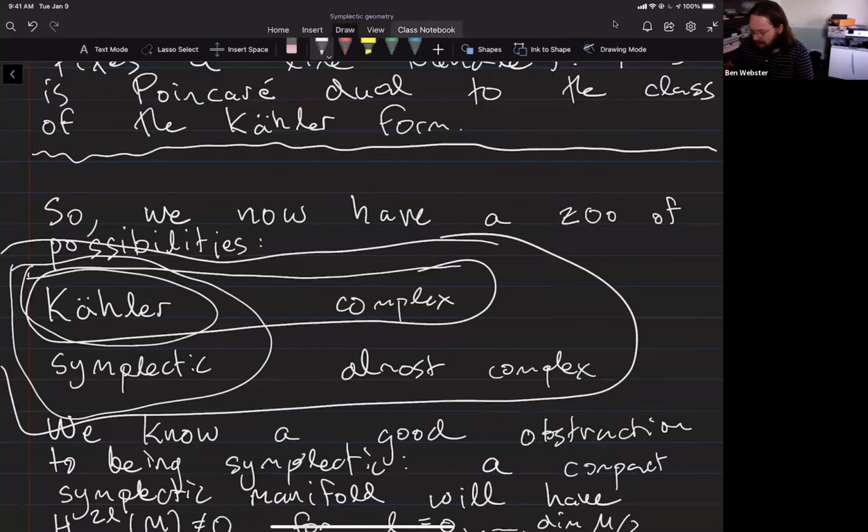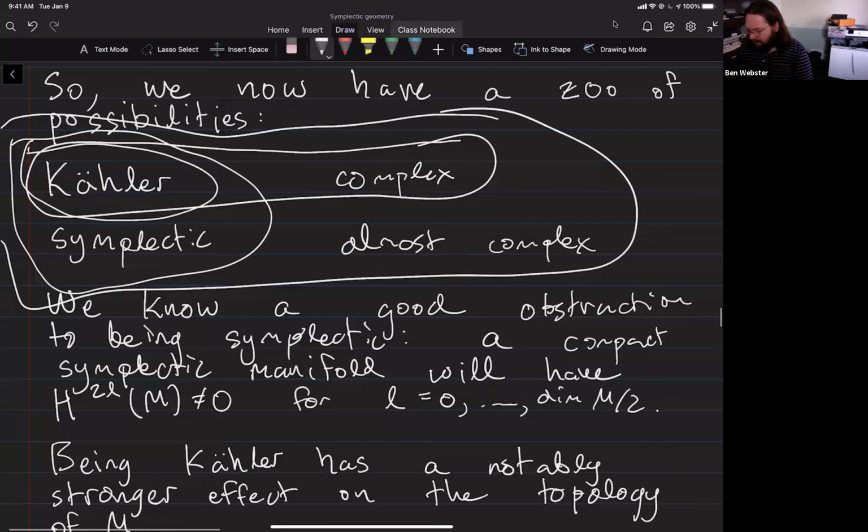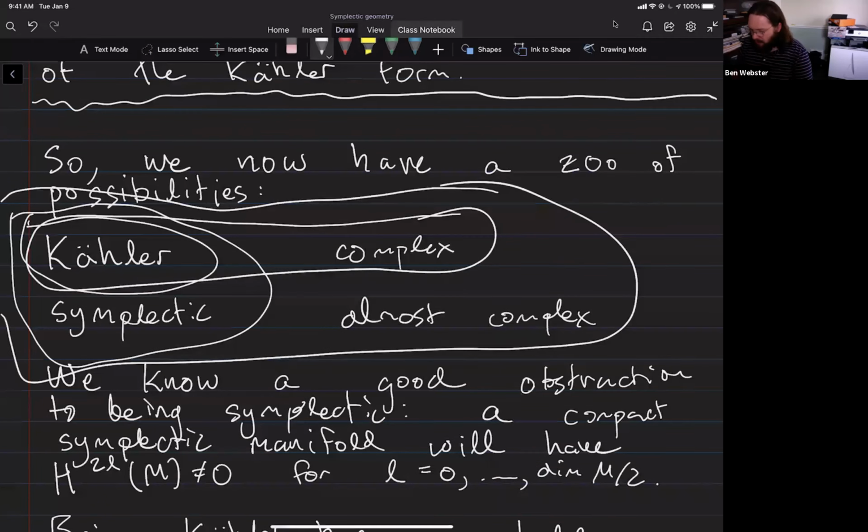So we've had a really good condition for finding symplectic manifolds, right? If you have a symplectic manifold, the cohomology class of the symplectic form will be non-trivial. And in fact, the cohomology class of all of its wedge powers will be non-trivial, because you have to get a top form when you take the top power of it. So all of the even cohomology groups between 0 and the dimension of your manifold have to be non-zero. This is a really strong obstruction to being symplectic.